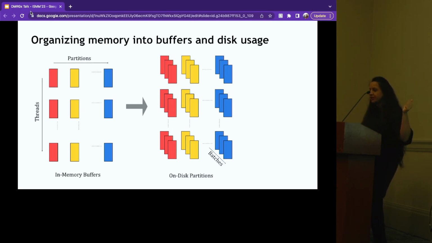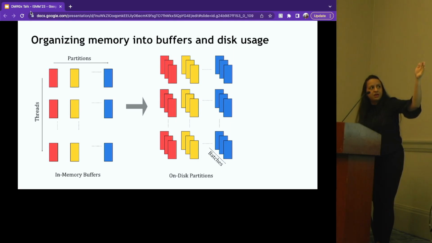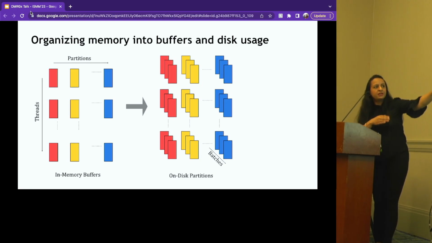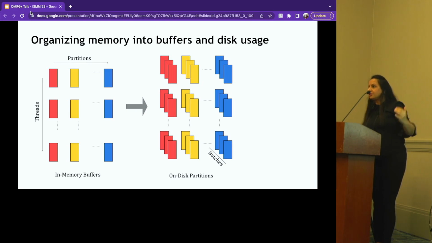Corresponding to each of these buffers, the disk contains a series of batches. Once the in-memory buffers reach their capacity, their contents are emptied to disk, where they are written as a batch. Corresponding to each partition, as you see for each color, the red color for example, there is one partition which contains a series of batches on disk.